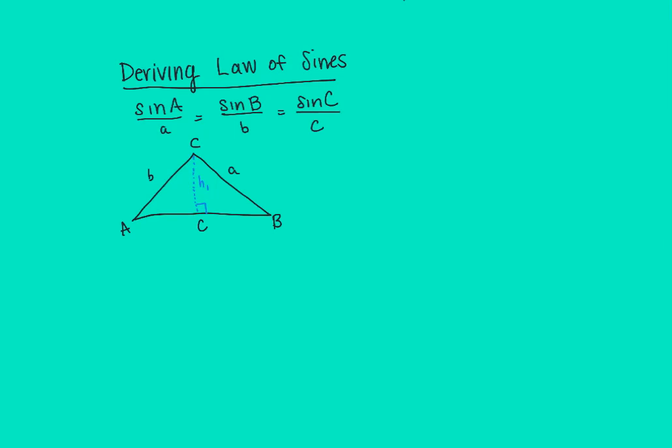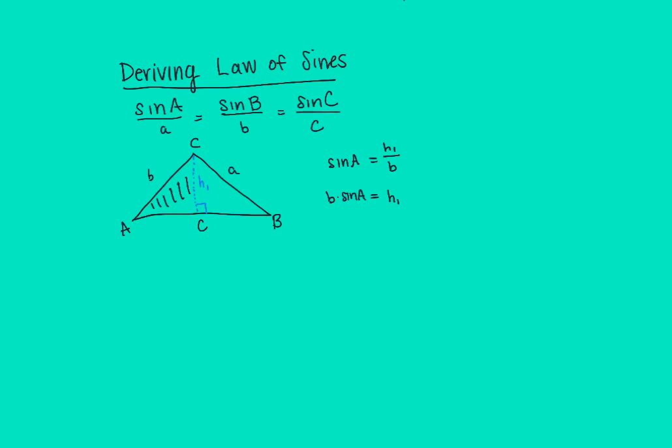So in order to solve for height 1, I'm going to use SOHCAHTOA from angle A and from angle B. If I'm looking just at this triangle on the left, that right triangle right there, I can relate height 1 with side B. So sine of A is opposite over hypotenuse, which is height 1 over B. And I'm going to solve for height 1. So that would be B times sine of A.